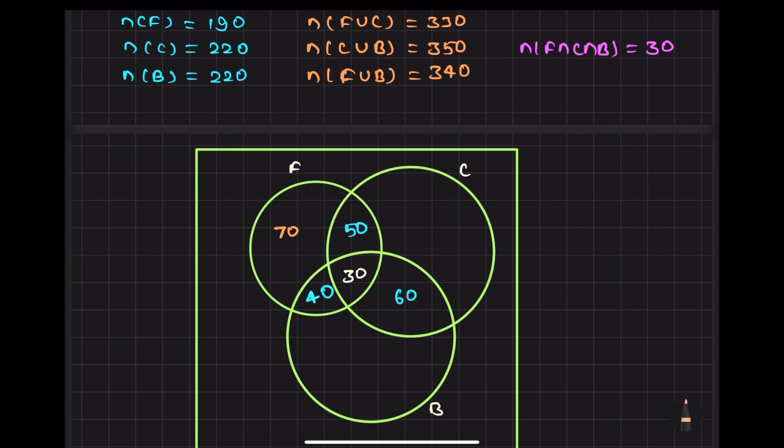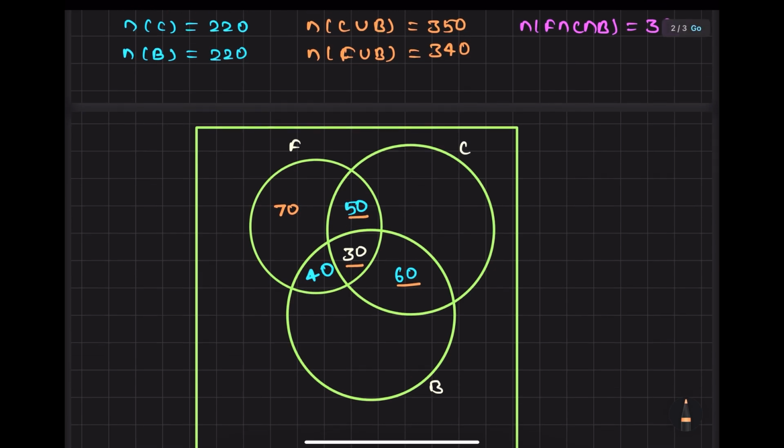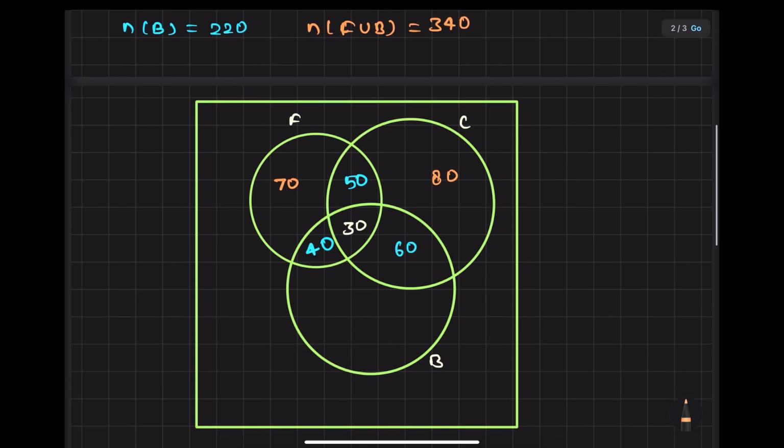Now N of C is 220. So 60 and 30 is 90, 90 and 50 is 140. So 220 minus 140, this thing will be 80. I hope till this part you are comfortable. Now you have to think about breathing problem. So this is 130. We have 220, so this room will be 90.